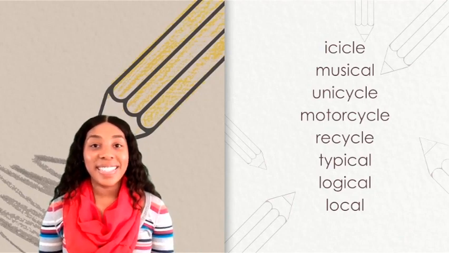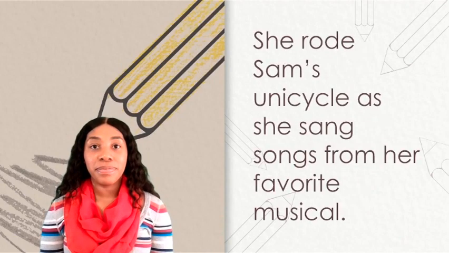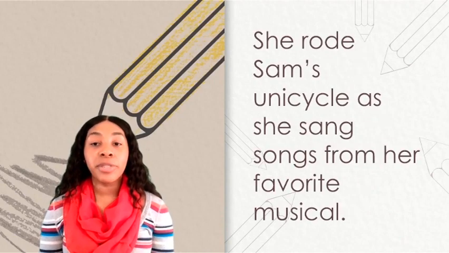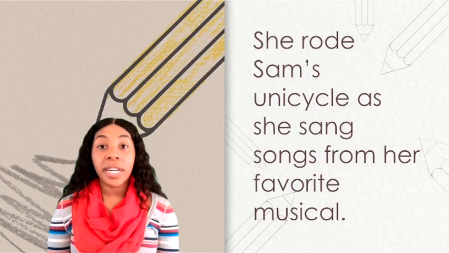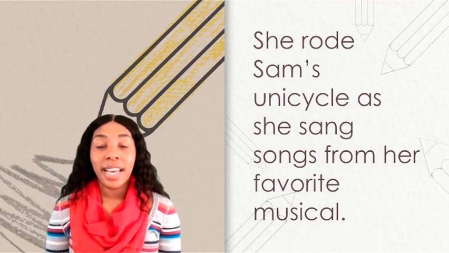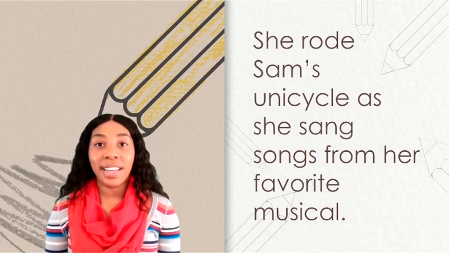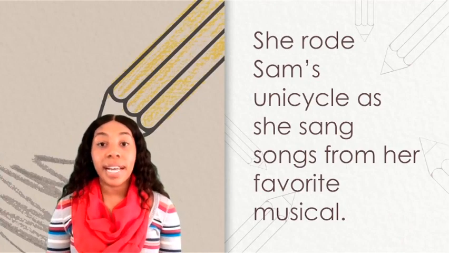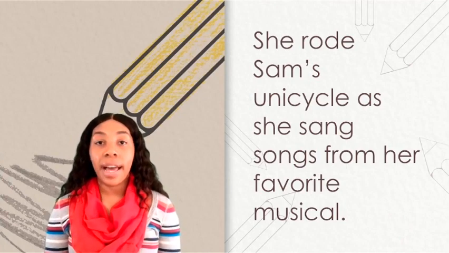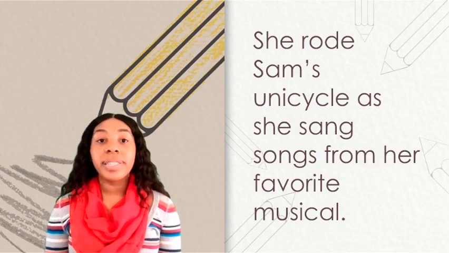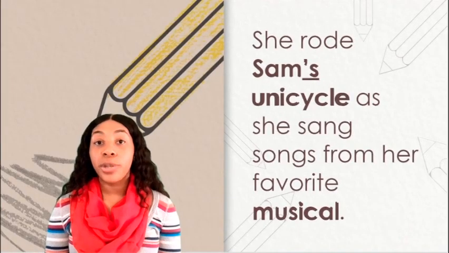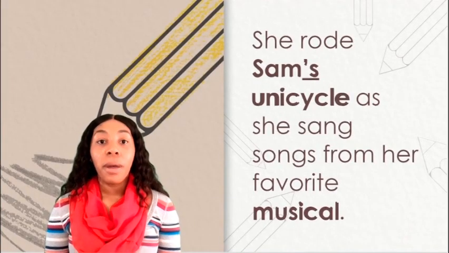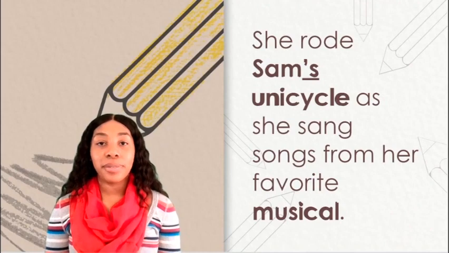Here's the silly sentence that I came up with. She rode Sam's unicycle as she sang songs from her favorite musical. Do you see how I started my sentence with an uppercase S and used a period at the end? Take a look at the possessive and the words with the CL sound that I used. The word Sam's shows that the unicycle belongs to Sam. Unicycle and musical both end with the CL sound.